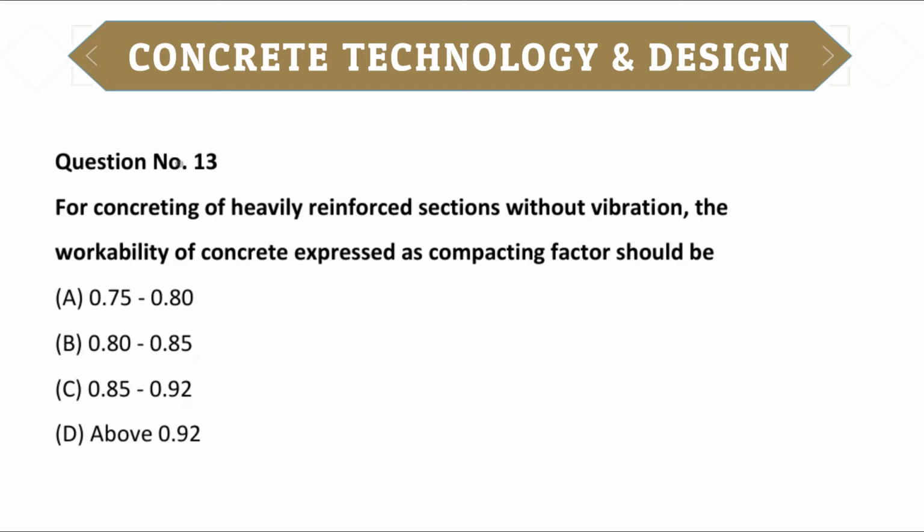So next question, for concreting of heavily reinforced section without vibration, the workability of concrete expressed as compacting factor should be: option A, 0.75 to 0.8; option B, 0.8 to 0.85; option C, 0.85 to 0.92; option D, above 0.92. So the correct answer is option D, above 0.92.